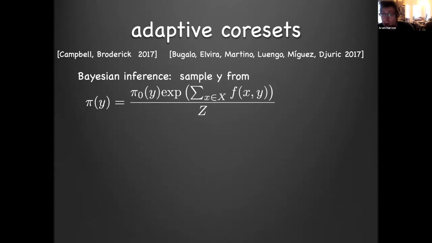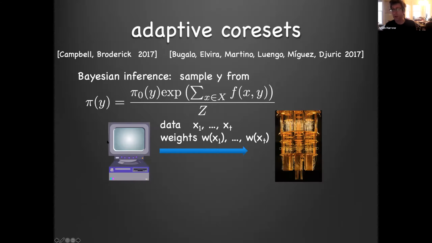The next problem I want to consider is, like maximum likelihood, we want to choose the best model. For Bayesian inference, we start with a prior pi0 of y. We still have our log likelihood and our data set, and that yields a posterior distribution pi of y given by this formula. And we want to sample from this posterior. This gives us not just the point estimate of the best model, but some measure of a confidence interval around it, like error bars.